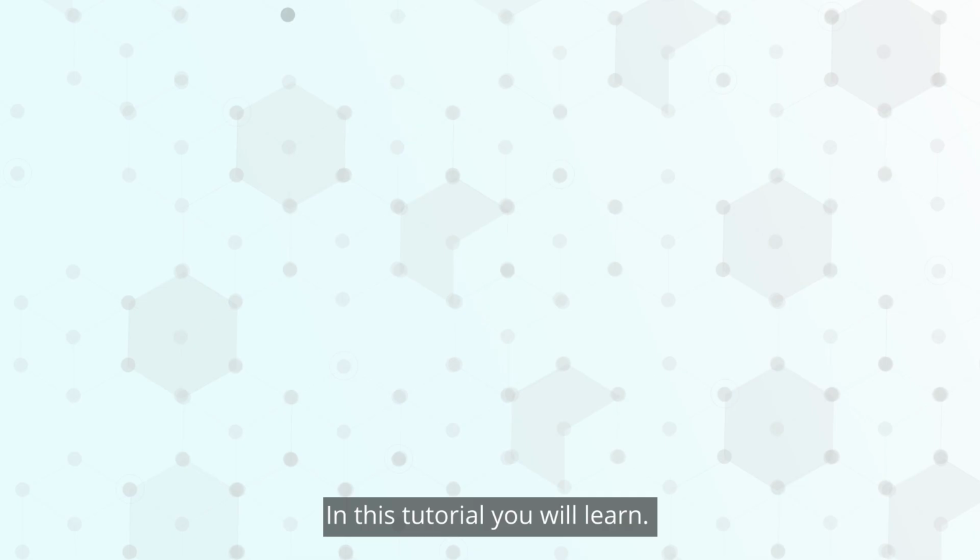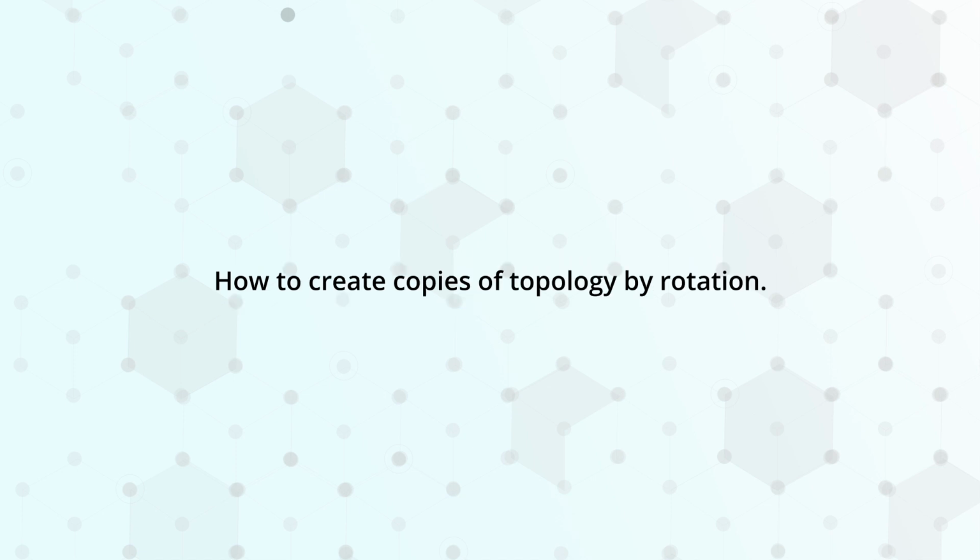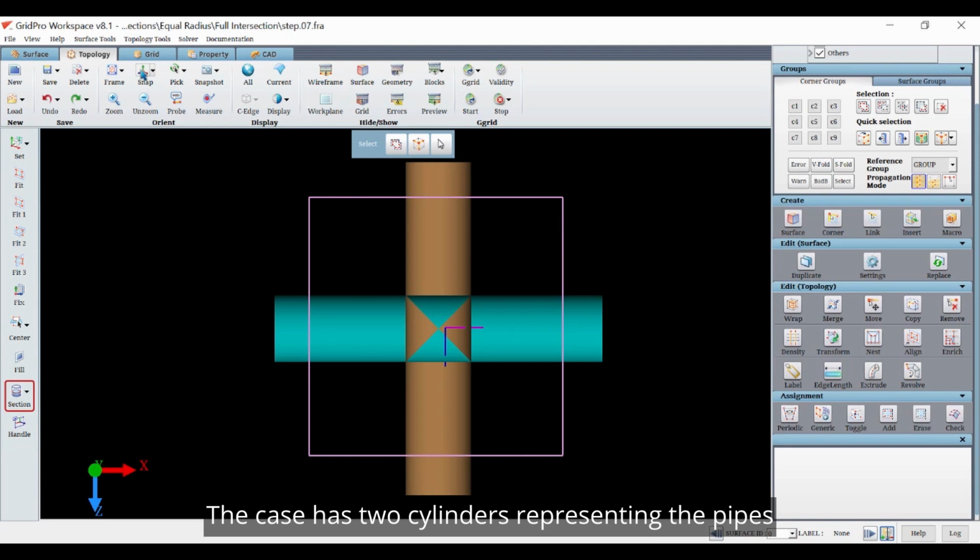In this tutorial, you will learn how to build topology if we have intersecting pipes of the same radii, and secondly, how to create copies of topology by rotation. The case has two cylinders representing the pipes and planar surfaces at their outer boundaries to form a closed volume.